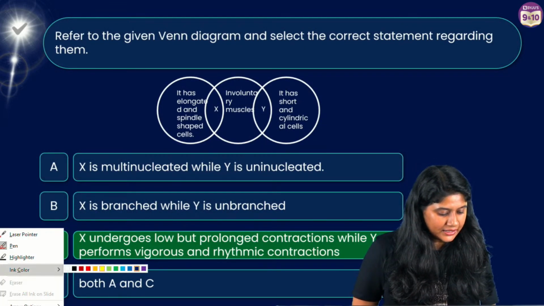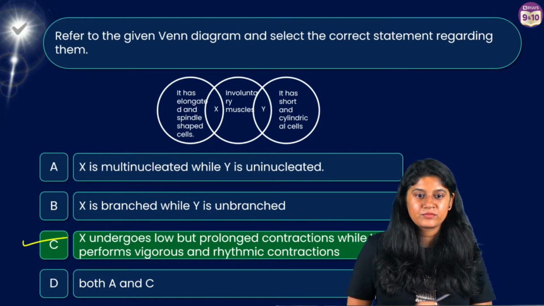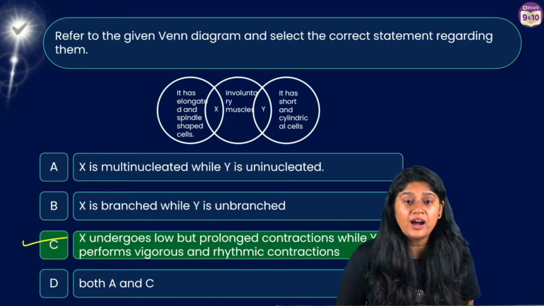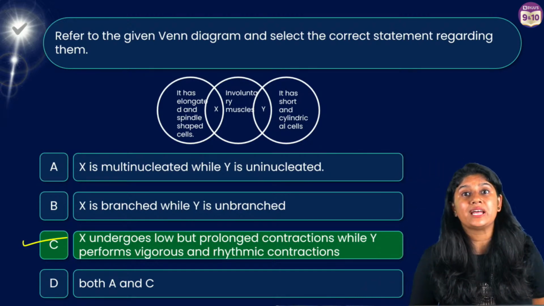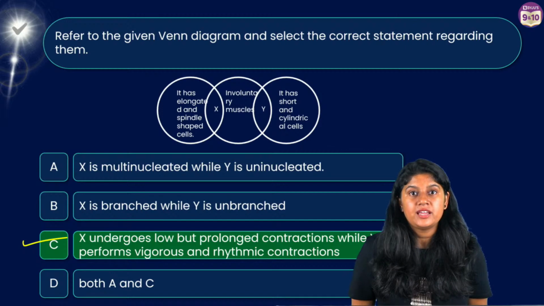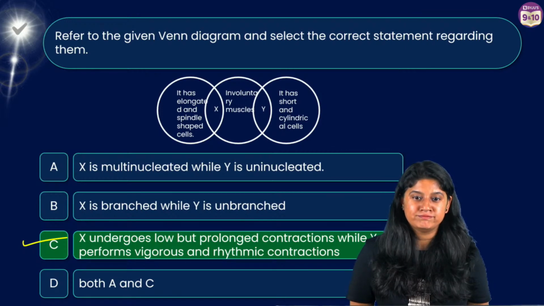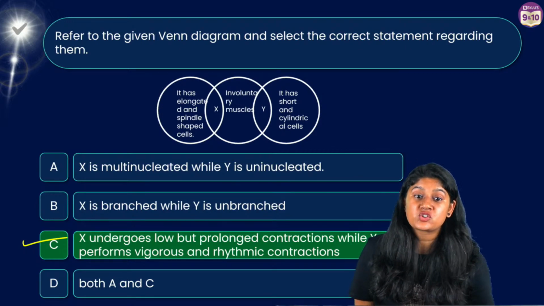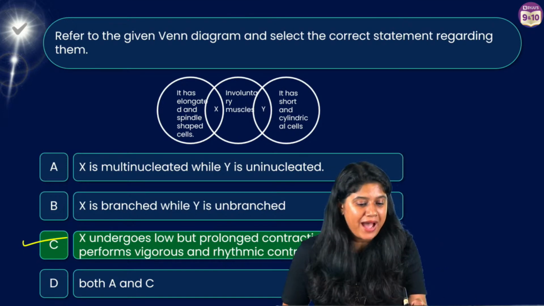Okay, everyone, are we clear? Involuntary means you and I cannot control. Involuntary action means it is happening by itself, not in our control. Striated muscles means that they have bands like this.